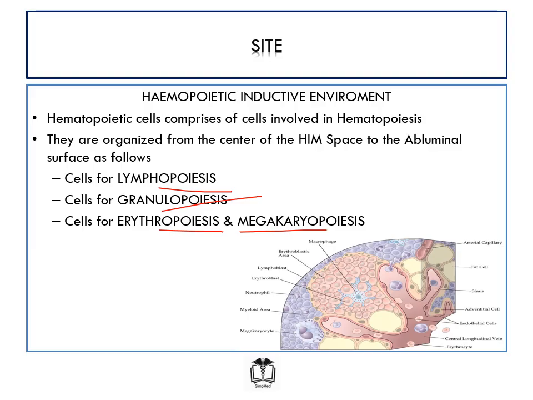So practically, cells that will become white blood cells are found more towards the center of the heme space. Cells that will become granulocytes will be found more towards the middle between the abdominal space and the heme space. And then cells that become the erythrocytes, red blood cells, and platelets, the megakaryocytes, are found very close to the abdominal surface, and that's what this particular slide is describing.